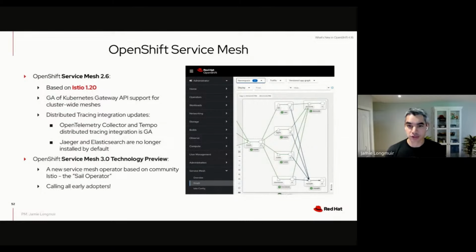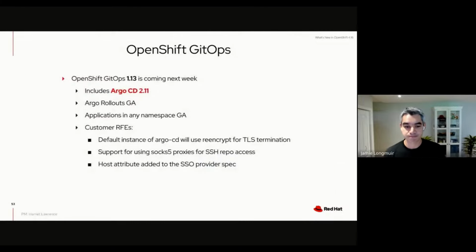Shortly after 2.6, we will launch a tech preview of OpenShift Service Mesh 3, which is a revamp of our Service Mesh offering based on Community Istio. This will bring support for features like Canary control plane upgrades and Istio's multi-cluster topologies. We're looking for early adopters and feedback, so please reach out to your friendly neighborhood Red Hatter if you're interested in participating. I'll now hand off to Harriet to talk about GitOps.